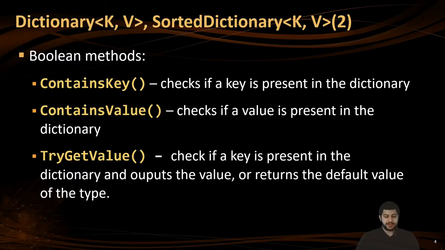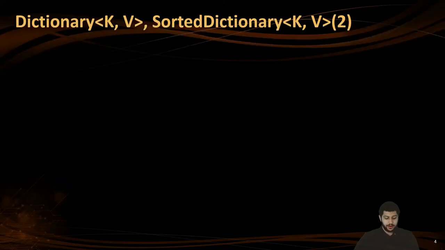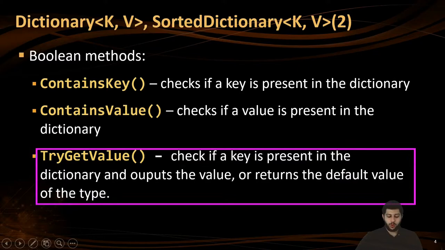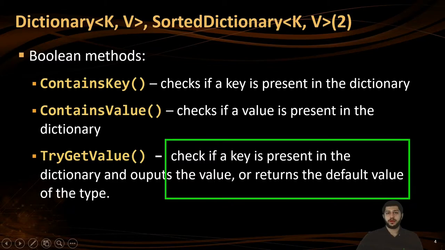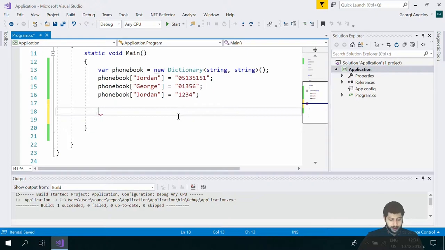The next thing that we have, which is pretty neat, is called TryGetValue. TryGetValue is a way to acquire a value with some safety. So we have a safety margin. Let's see how it works. Now, let's clear these things a bit and say something like Console.WriteLine, get me phoneBook of Martha.